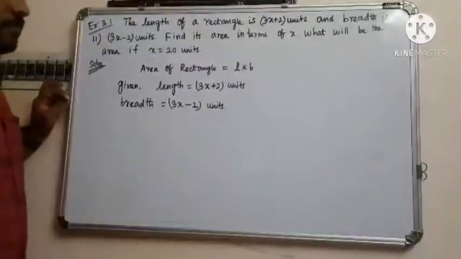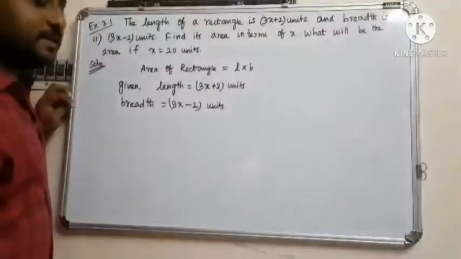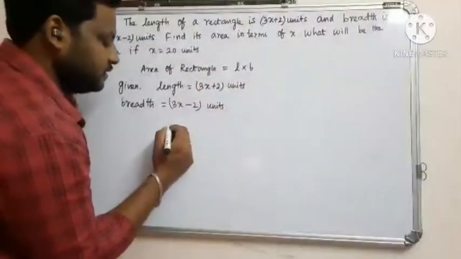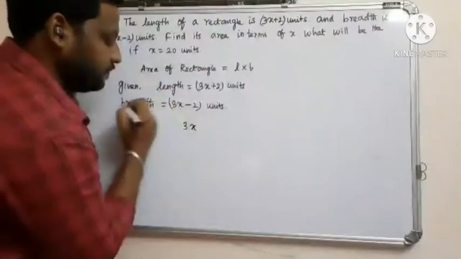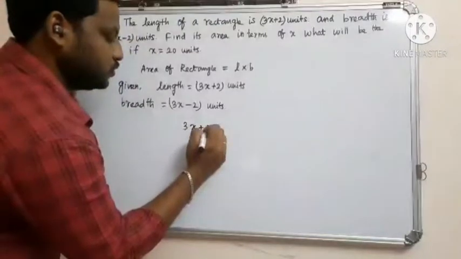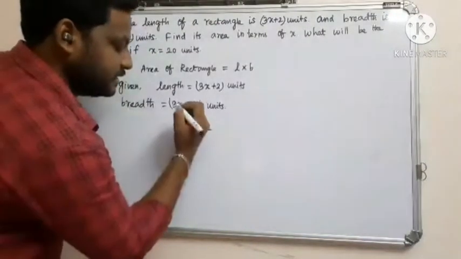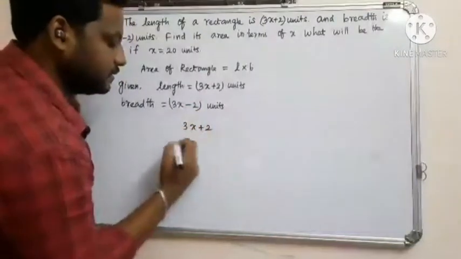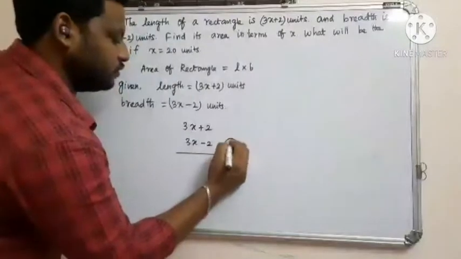Okay, so now we have to find out the area. Area means you have to multiply length and breadth. So first of all, you have to write 3x plus 2, and breadth is 3x minus 2. Now we have to multiply.